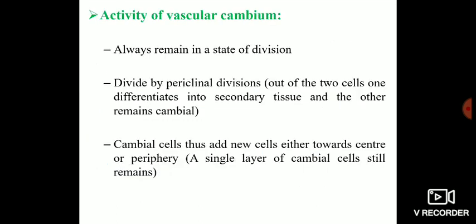Now the activity of vascular cambium. अब आपको पता है कि vascular cambium में किस किस type की cell है. The vascular cambium always remains in a straight-up division. The individual cells of vascular cambium divide by periclinal divisions, and out of the two cells, one differentiates into secondary tissue and the other remains cambial.